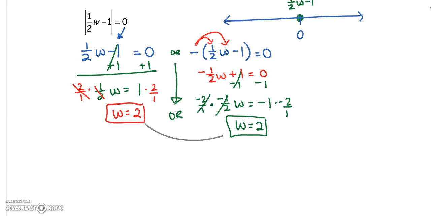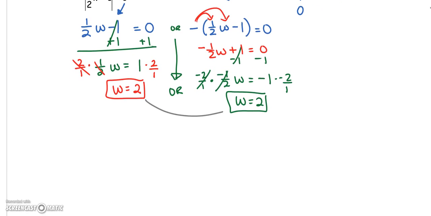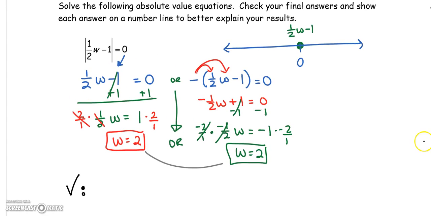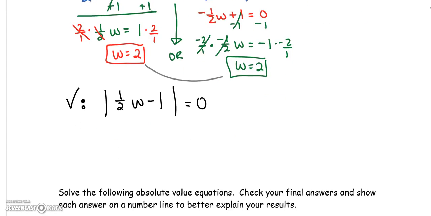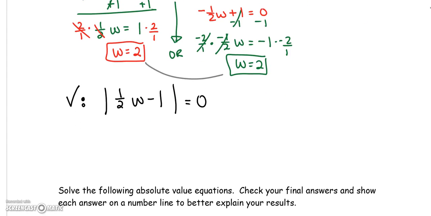Now let's check our answers. Since both of them are 2, I'm just going to check the answer once. I'm going to write a little check here, and I always go back to the original problem that they gave me. So I'm going to write that down. All right. So I'm going to substitute in the solution of 2. Absolute value of 1/2 times 2 minus 1. Close the absolute value equals 0.